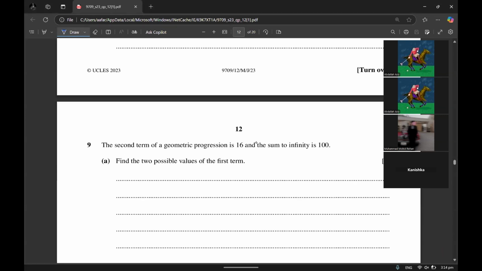The second term of a geometric progression is 16. The sum to infinity is 100. Find the two possible values of the first term.